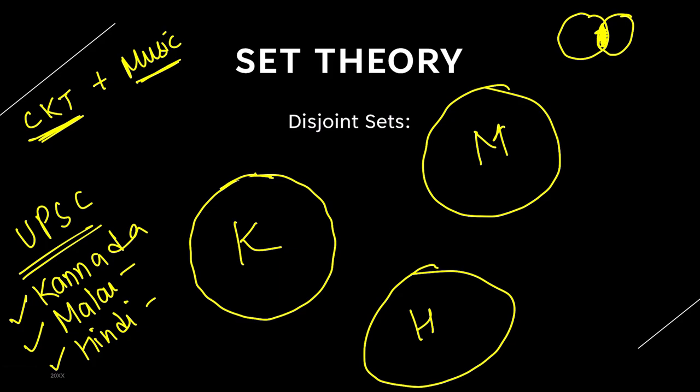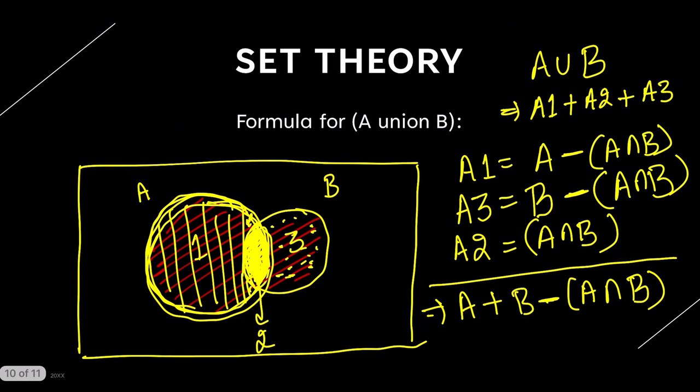Disjoint set means there is nothing common between them. Like when you choose an optional in the exam, either you choose philosophy, anthropology, or geography, but you do not choose two optionals. Those days are gone. So either you are part of one set or another, but not two. That's disjoint set. Then I gave you the formula for A union B.